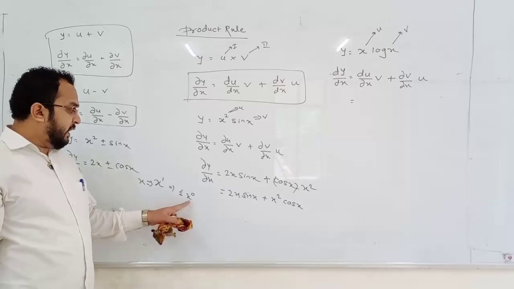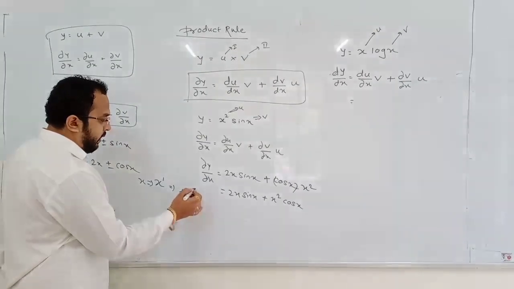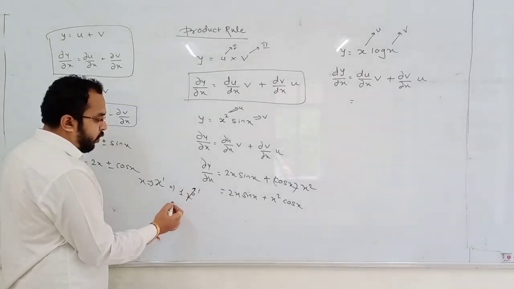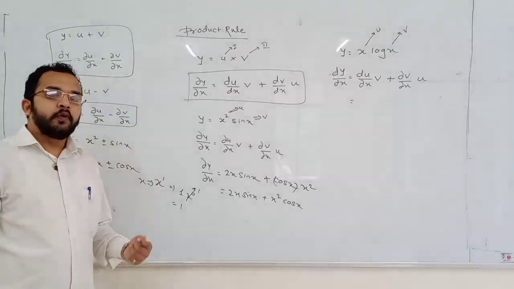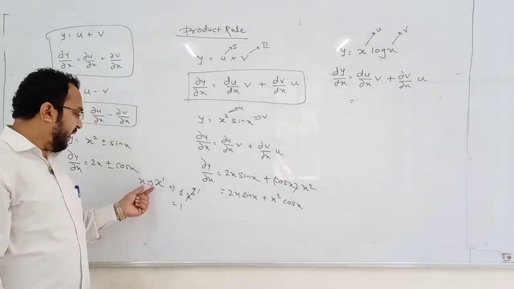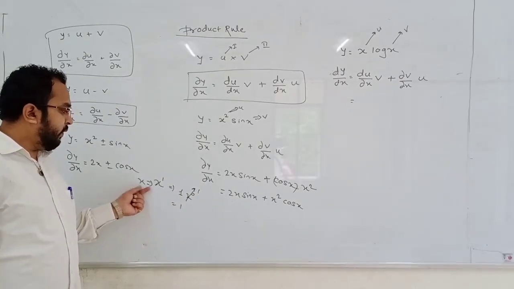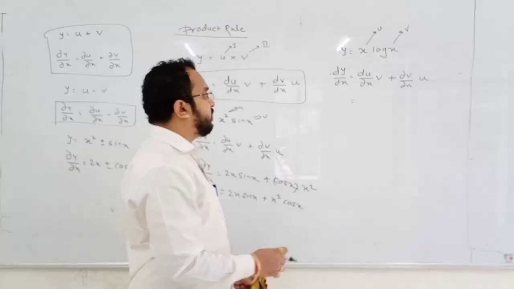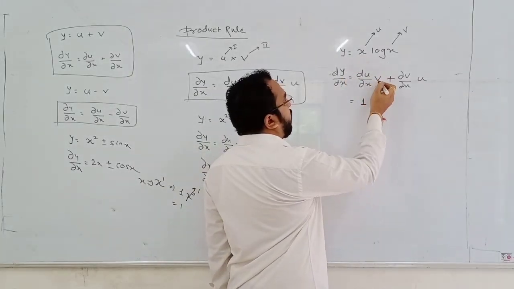And any number to the power 0 is 1. So 1 into 1 will be 1. So here we have seen the differentiation of 5x is 5, 4x is 4, 7x is 7, ax is a. So 1x is 1. Okay, that is, differentiation of a linear term is a constant. So differentiation of this x will be 1. Okay. Now v as it is.